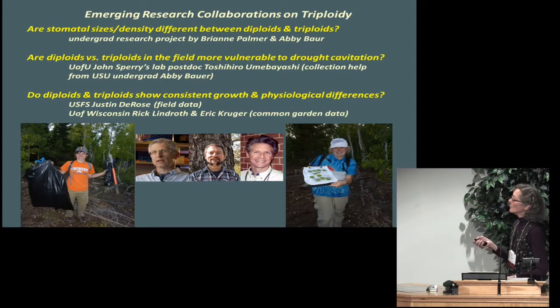These are two undergrad students who were brave enough to decide to work with me on some of these. They're looking at, first off, stomatal sizes. So you can paint fingernail polish on the back of an aspen leaf and make an imprint, look at it in the microscope and measure stomate sizes. How cool is that? So that's what she's doing to see if stomatal sizes are different between diploids and triploids. If they are, we've got a really nice field method for distinguishing diploids and triploids without all the genetic trouble. And we're also looking at diploids and triploids and drought cavitation susceptibility and also growth and physiological differences both in the field and in common gardens.